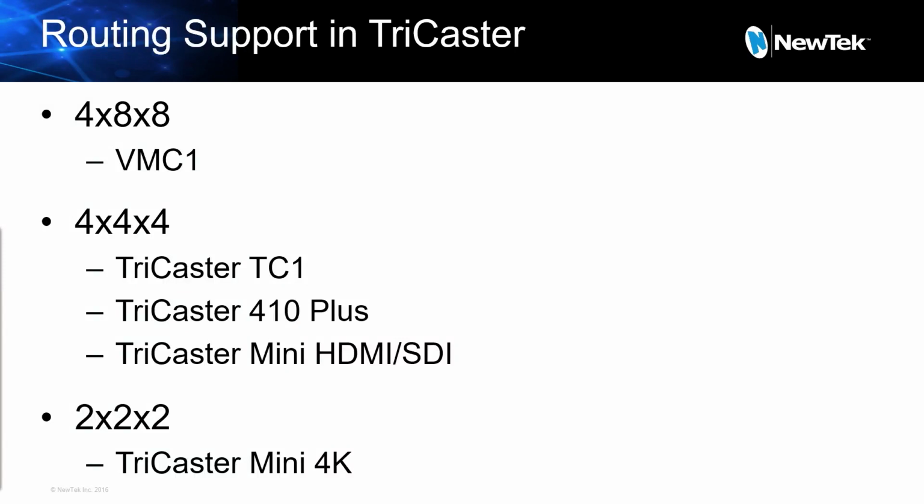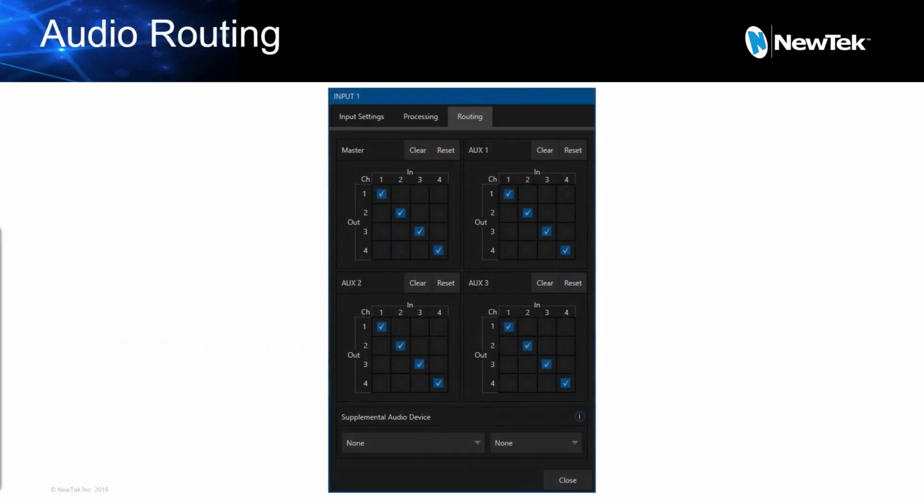Different TriCaster models have different amounts of audio routing capability. Our highest end solution, the NewTek VMC1, offers a 4x8x8 solution. Most TriCaster models offer a 4x4x4, and the TriCaster Mini 4K offers a 2x2x2. But what do these numbers mean? The first number represents the number of mixes available on the system. So a system that has a 4 as the first number means it has 4 independent audio mixes.